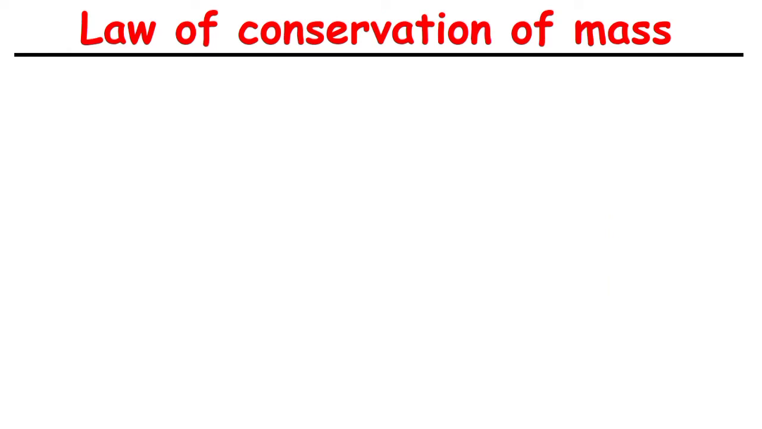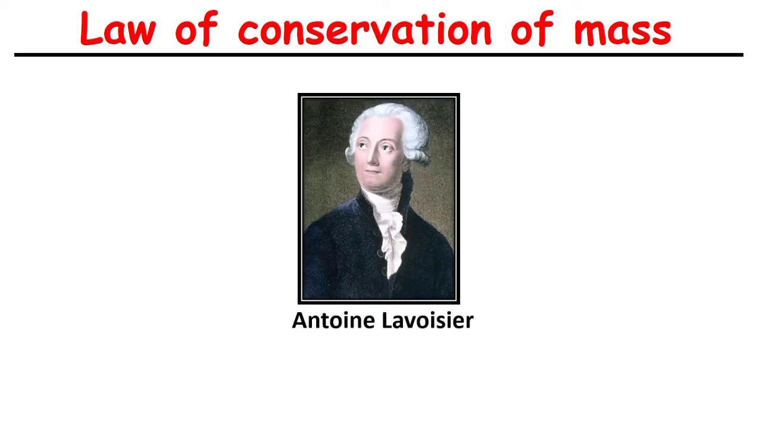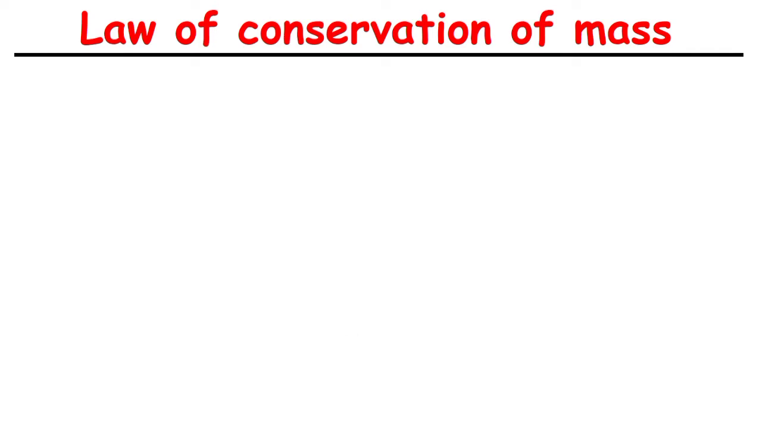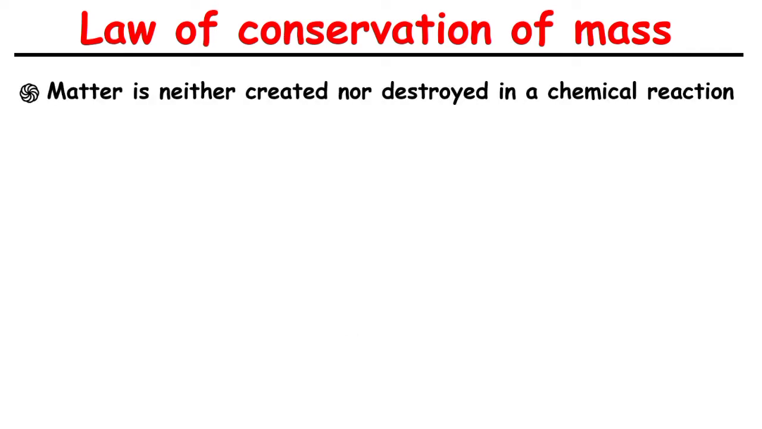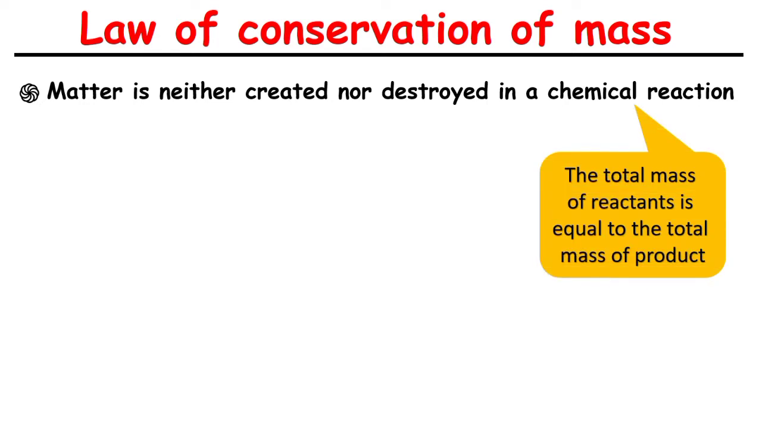So let's see the law of conservation of mass. This law was proposed by Antoine Lavoisier in 1774. The definition of this law is that matter is neither created nor destroyed in a chemical reaction. This means that the total mass of reactants is equal to the total mass of products.